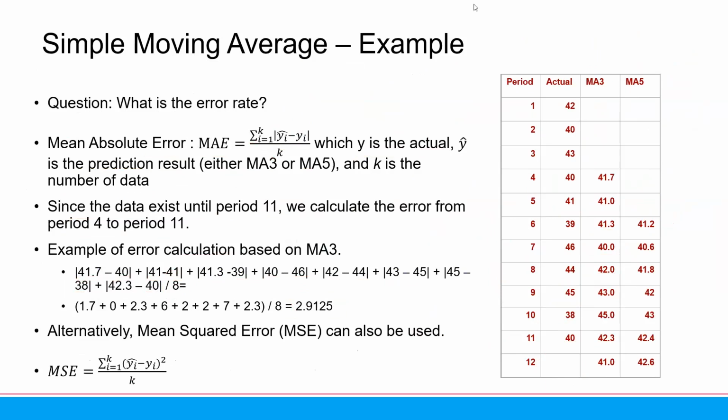If you look at this MAE, which one is better, MA3 or MA5? So you need to calculate. The MA5, you need to calculate the prediction result minus 39. 40.6 minus 46. 41.8 minus this one. 42 minus this one. 43 minus this one. 42.4 minus this one. So we have 1, 2, 3, 4, 5, 6. So you will divide with 6. And then you get a value.